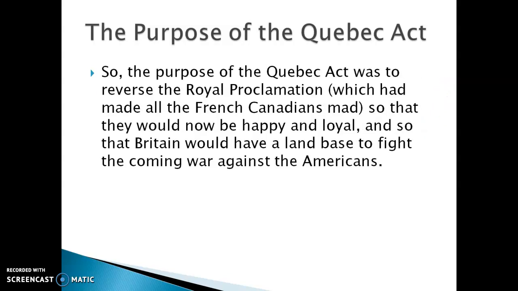So the purpose of the Quebec Act was to do two things. Okay? So it reversed the Royal Proclamation, because the Royal Proclamation had made the French Canadians so mad, so that they would be happy, so that they would be loyal. So number one purpose was to make the French Canadians happy and loyal. But it also meant that they would have a land base to fight the coming war against the Americans.